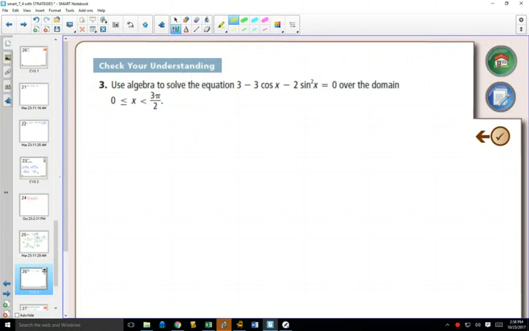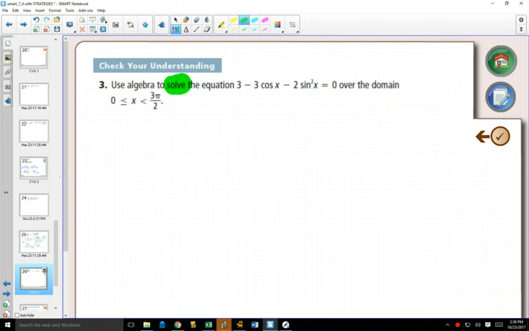Example number 3 is different because it has the word solve. It does not have the word prove. If you tried to prove this, it would be impossible. Okay, so make sure you read the instructions. When it says prove, then you have a proof to do. If it says solve, this is an equation just like you've had equations in the past.